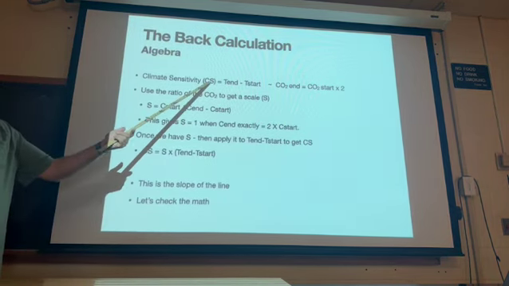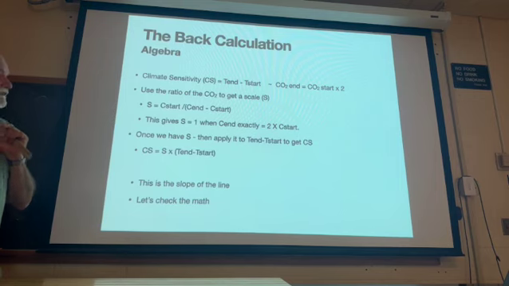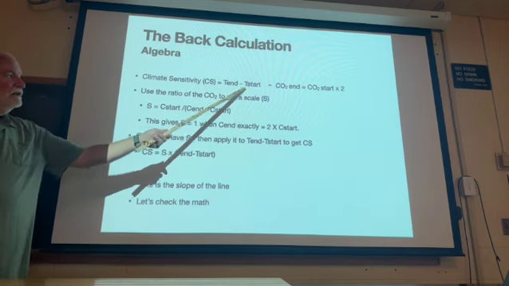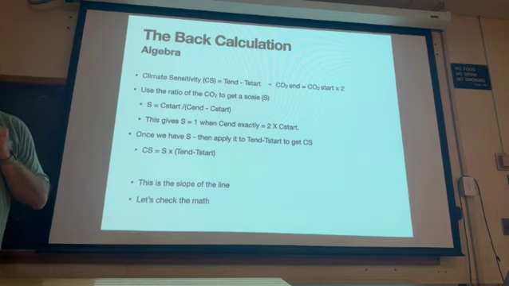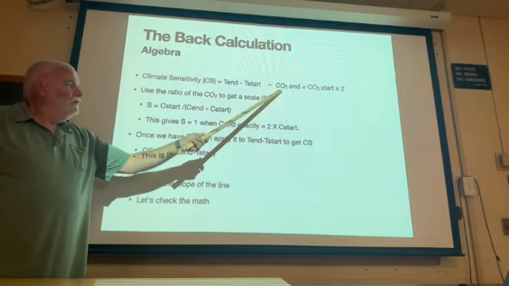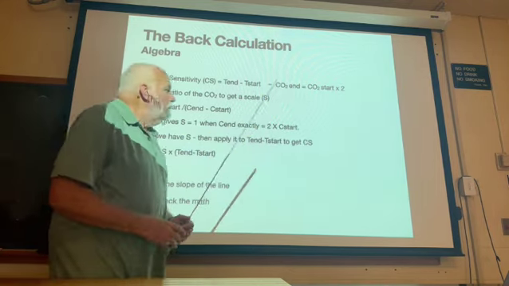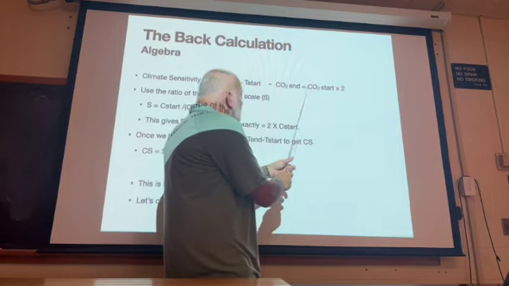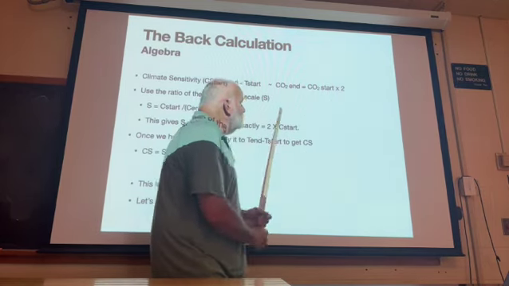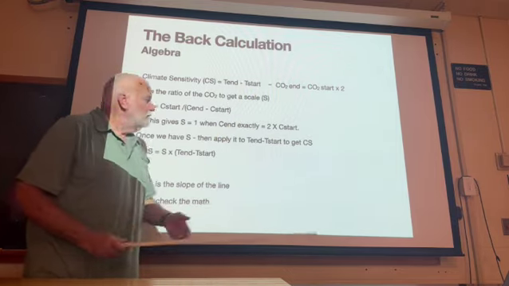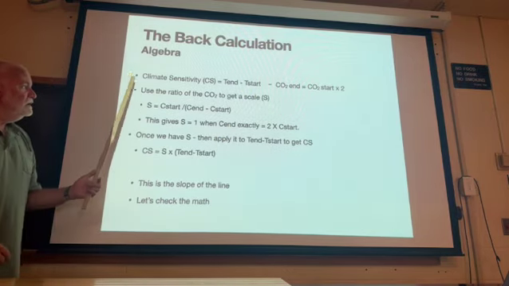We're going to call it climate sensitivity, our working definition. It's the temperature at the end minus the temperature at the start. It's going to be proportional to the CO2 at the end, minus the CO2 at the start times 2. Okay? So this proportionality gets us to the way we go.